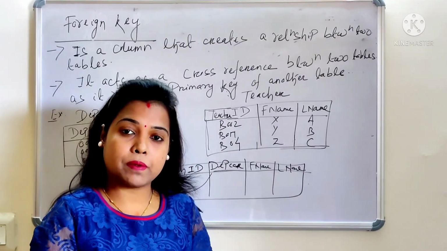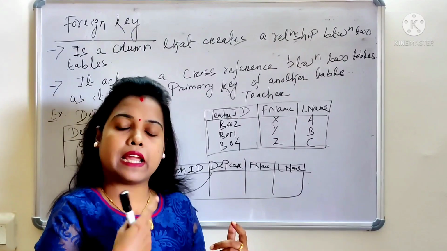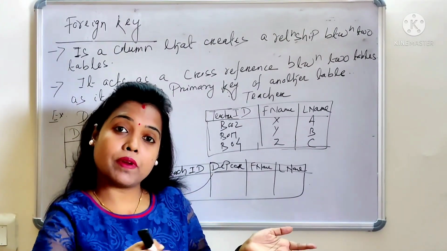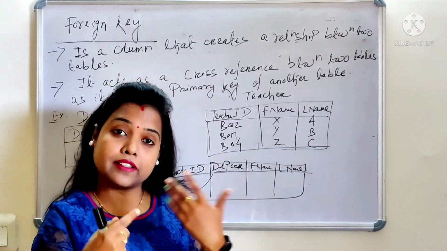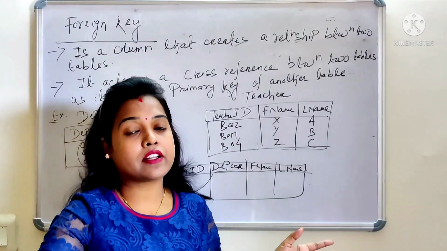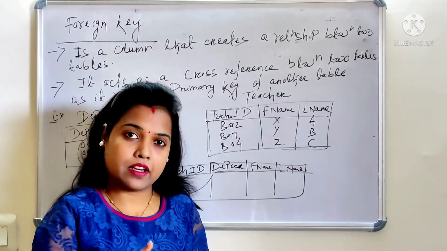Value of the keys cannot be null. Another concept that comes under primary key: we cannot change the value of primary key frequently, because if it is referred to by a foreign key in another table, then if we change the value of primary key, it will be reflected in the foreign key table. So value of primary key cannot be changed.